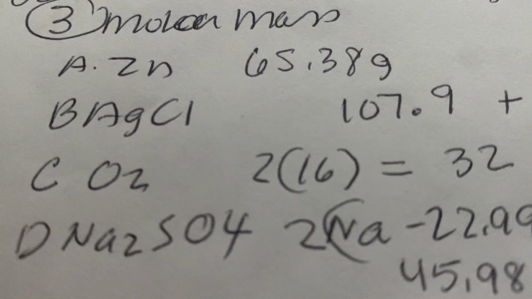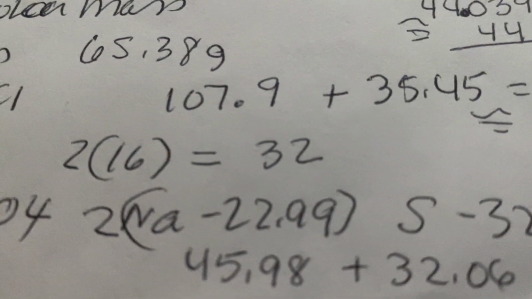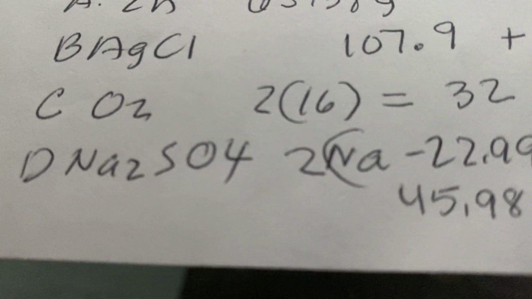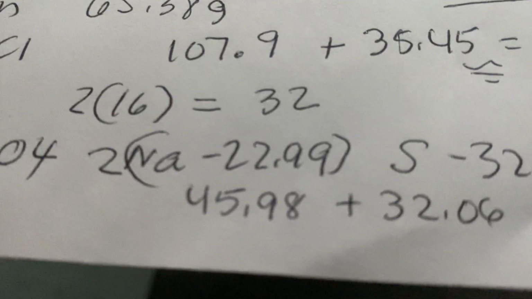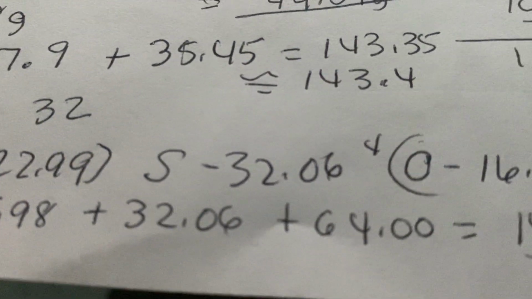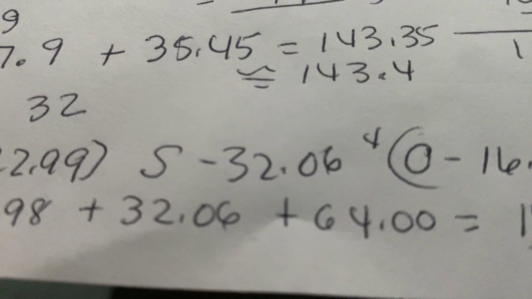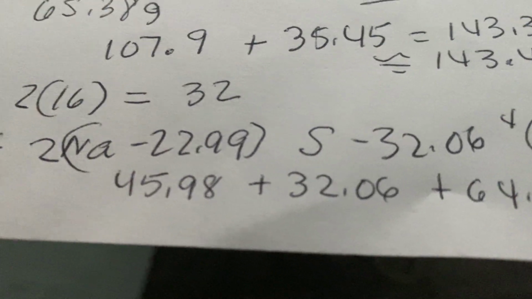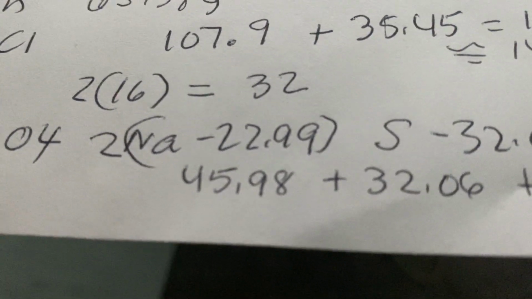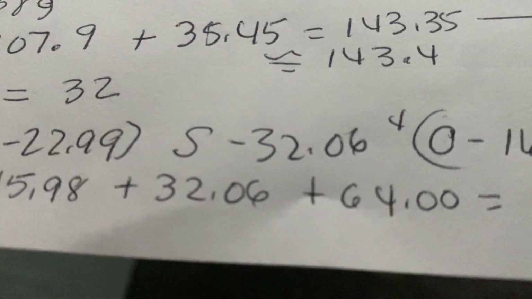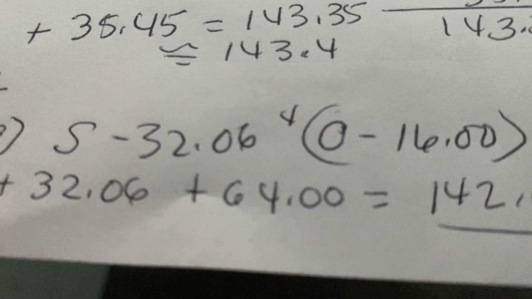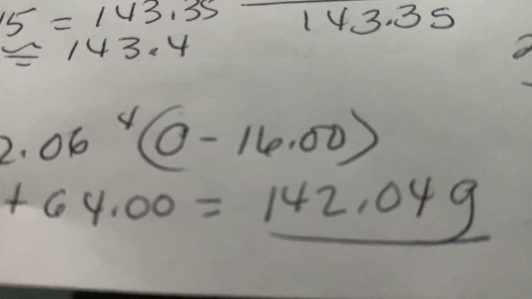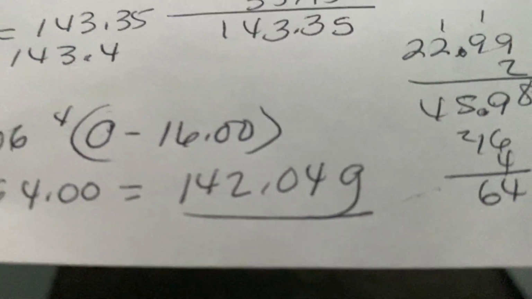O2 would be 2 oxygen. Well, oxygen we know is 16. 2 times 16 equals 32. 32 grams. And then sodium sulfate there, Na2SO4. And so we have sodium is 22.99, sulfur is 32.06. And we end up having sodium is 45.98 plus 32.06 plus 64, because as you times this, oxygen there is going to be 16, and it's 4. So anyway, see how I did that?